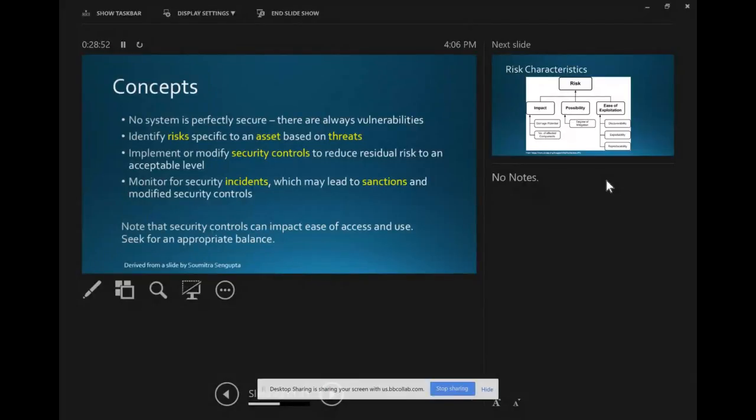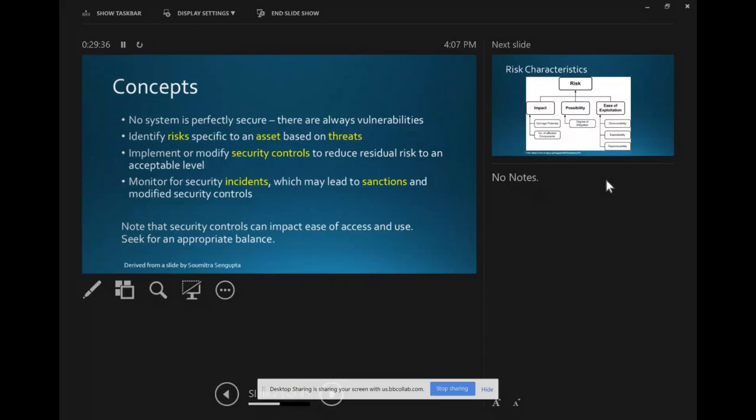So it's a matter of identifying those and then dealing with them, right? You have to identify risks specific to that access based on the threats you perceive that it's going to receive. And then you implement security controls to reduce the residual risk to a point where you say, okay, that's good enough, right? It's never going to be perfect. You just have to get it good enough. And then monitor for incidents. When you monitor for incidents, that might lead to corrective action. It could also lead to the word that we don't want to hear, which is sanctions.